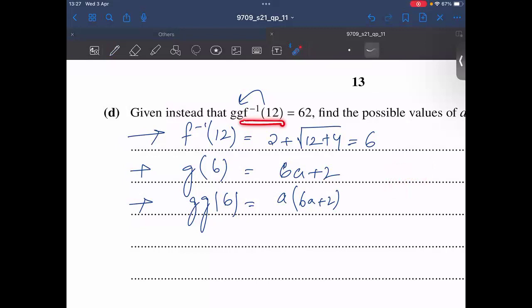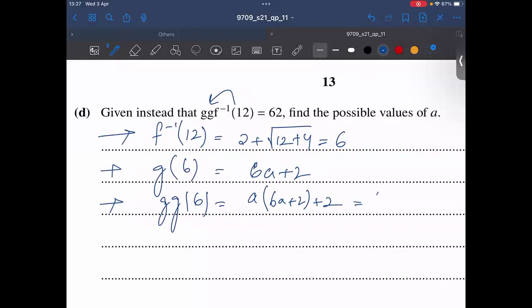You have the expression for f inverse of x. You just substitute 12 in that. You got 6. Then you just substituted 6 into g. You have the expression for g already. You got 6a plus 2. Now you need to substitute 6a plus 2 again into g. You're going to get a times 6a plus 2, plus 2. So you're going to get 6a square plus 2a plus 2.